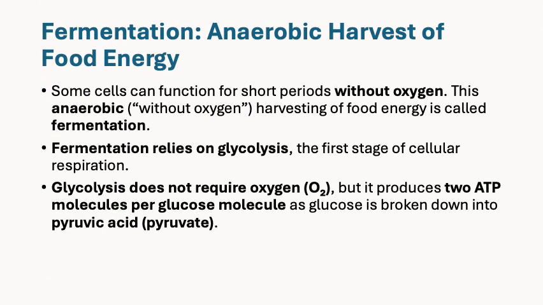Some cells can function temporarily without oxygen. This process is called fermentation, which is an anaerobic pathway. Fermentation relies only on glycolysis, which does not require oxygen. Glycolysis produces two ATP molecules per glucose, but without oxygen, the electron transport chain cannot operate. Fermentation allows the cell to regenerate NAD+, so glycolysis can continue. Although fermentation is far less efficient than aerobic respiration, it provides a short term solution when oxygen is limited.